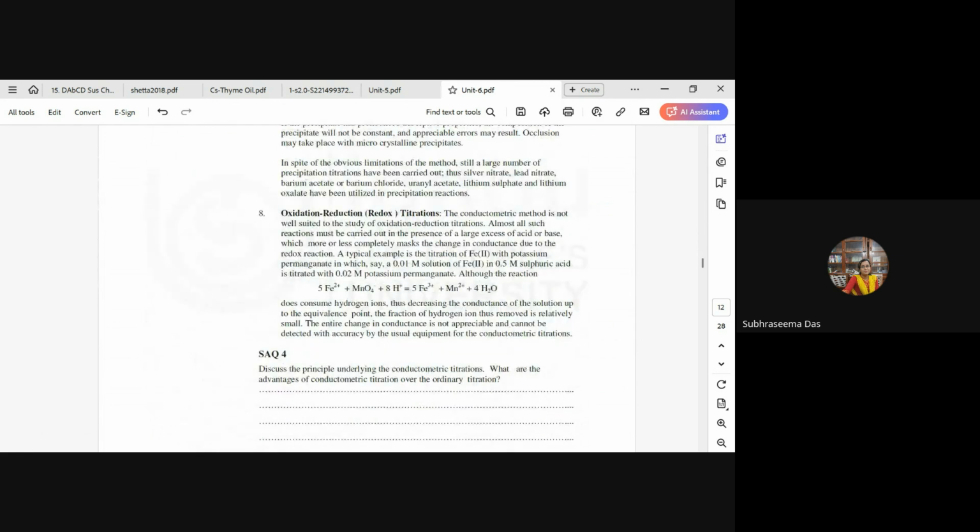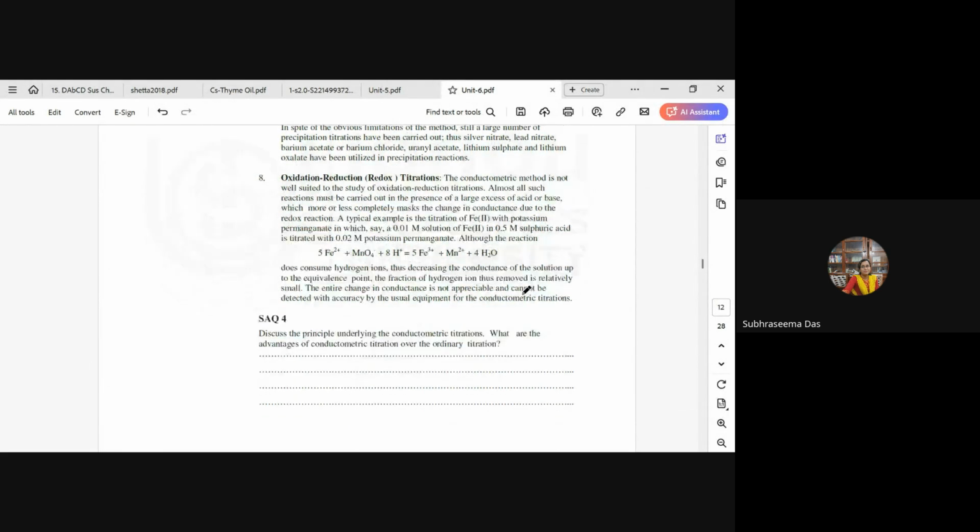Then coming to oxidation reduction or redox titration. The conductometric method is not very well suited for redox titrations. Almost all such reactions must be carried out in the presence of a large excess of acid or base, and therefore the accuracy of the titration decreases. Hence redox reactions are not usually performed by conductometric methods.